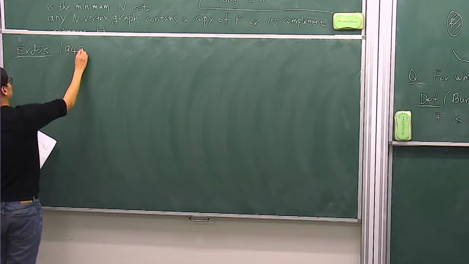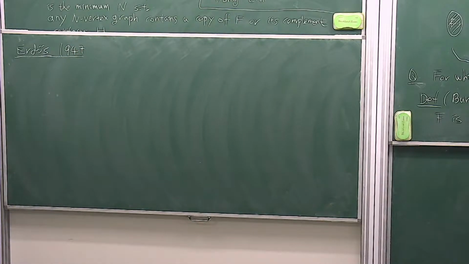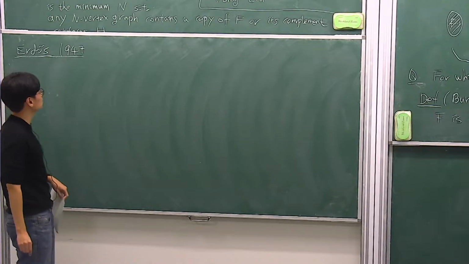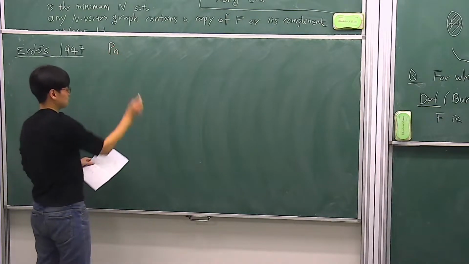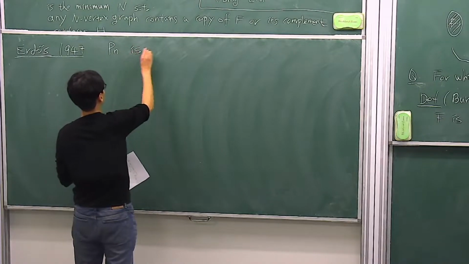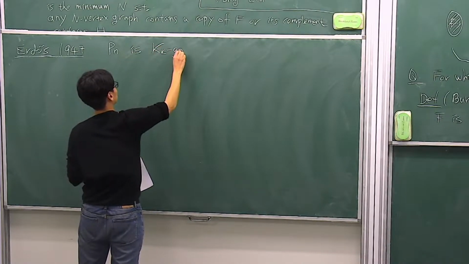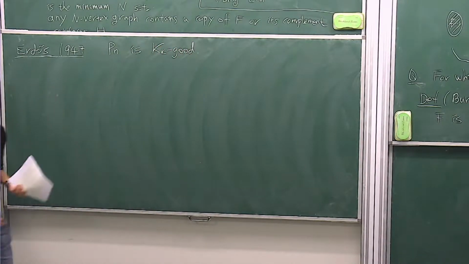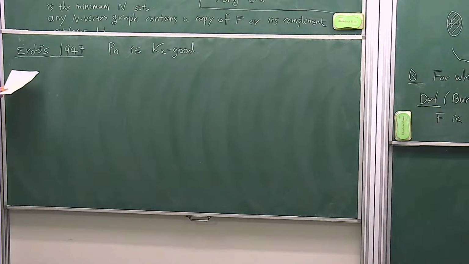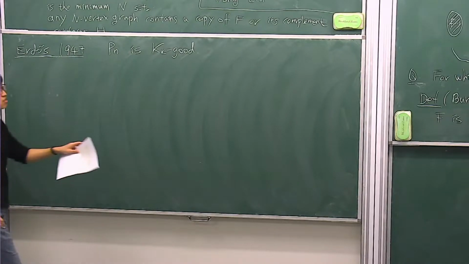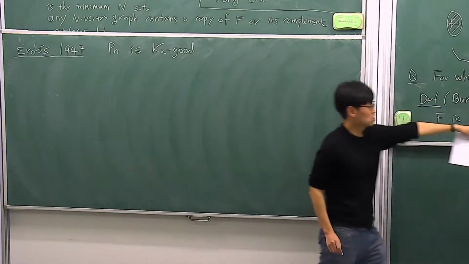So what's the most natural sparse graph one can think of first? Trees. And among the trees, what's the simplest one? Path. So Erdős showed that the path is K_K good, meaning that if you consider the Ramsey number of the path and the complete graph K_K, this equality holds.